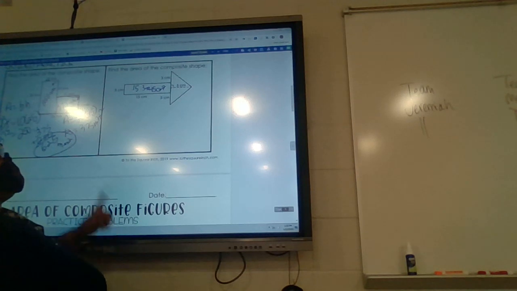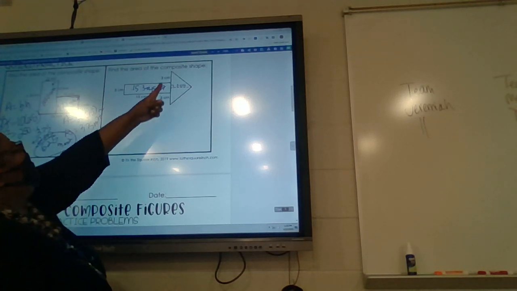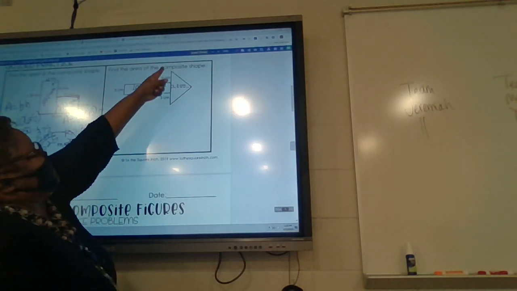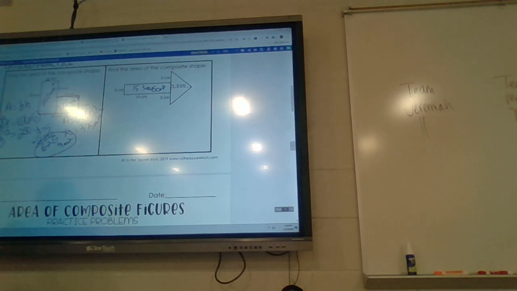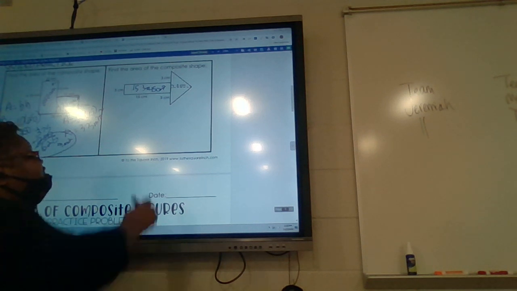Now, can anybody figure out what the base of this triangle is? Because that's a triangle. 3 centimeters? No, 6 centimeters. What about this section right here? Okay, so this one is 3.